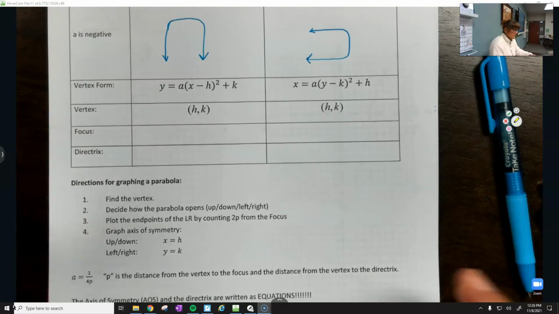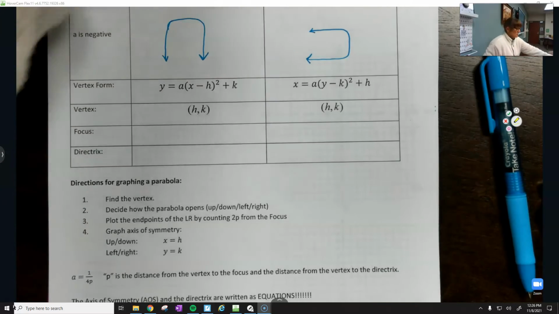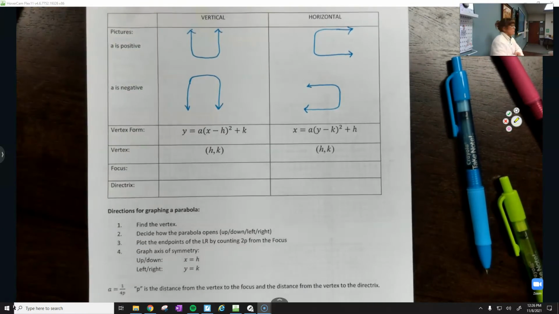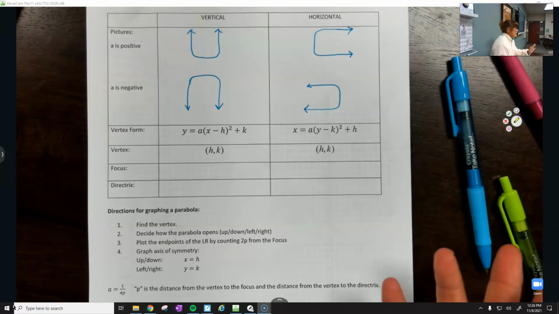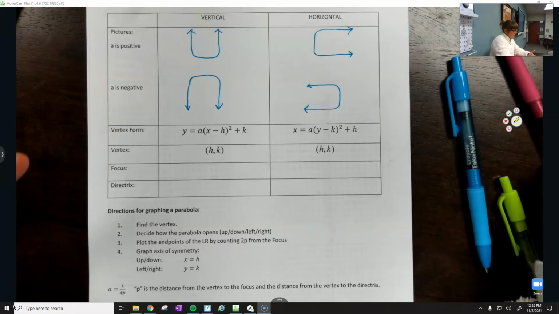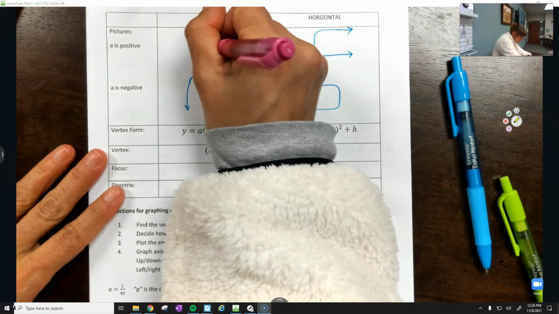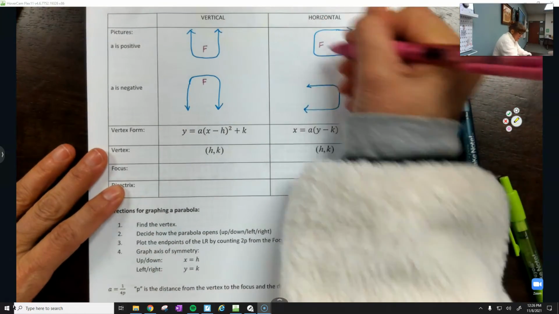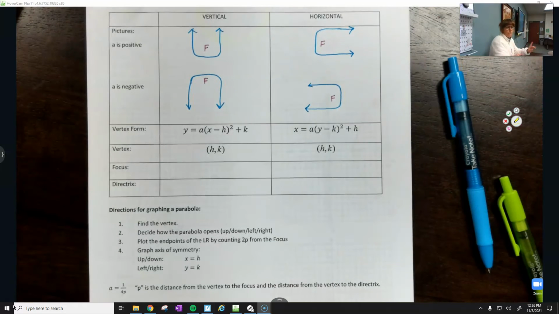All right, focus. Y'all, what do we know about the focus? Where is the focus with relation to a parabola? Where is it? Inside of it. Very good. So I'm going to go back to these pictures, and I'm just going to write an F on the inside of all of these. Very good. The focus is always on the inside.